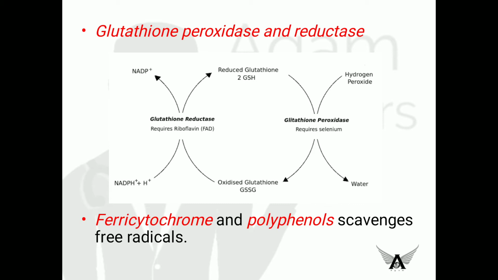For this we need NADPH, which is the main requirement. We get this NADPH from the main source, the HMP shunt pathway. The main enzyme in the HMP shunt is glucose 6-phosphate dehydrogenase. Remember, NADPH is very important for this reaction to take place. Other free radical scavengers are ferricytochrome and polyphenols, which also scavenge free radicals.